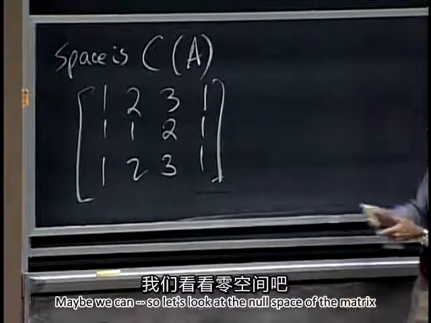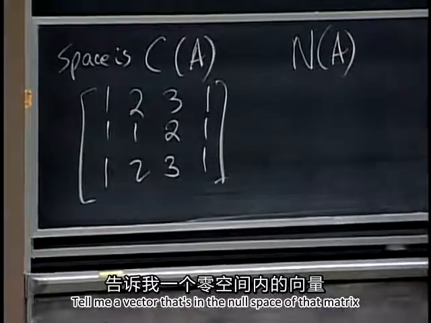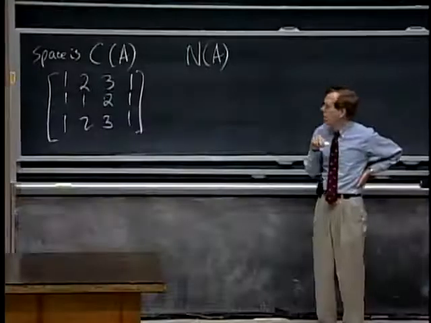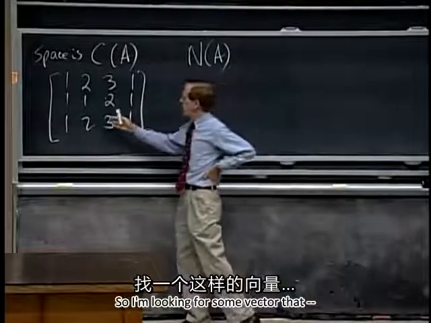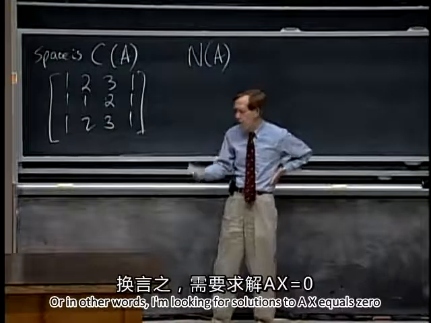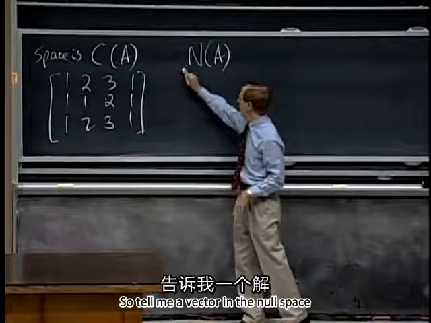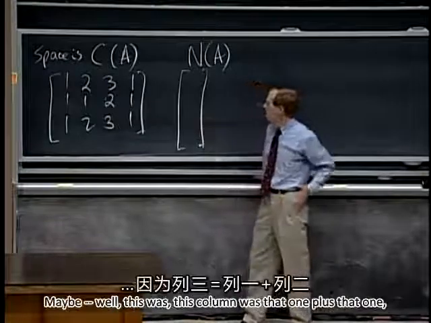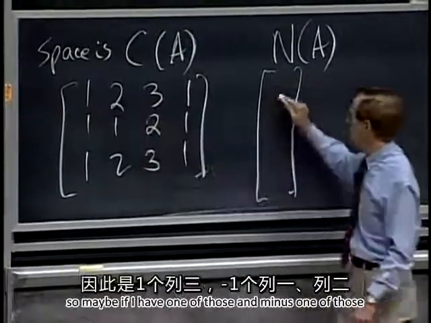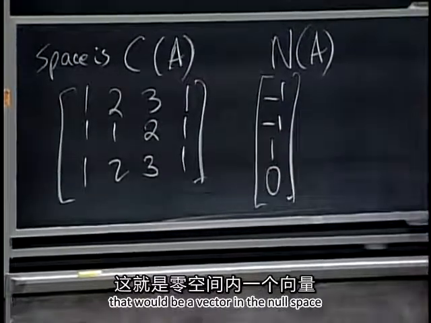So let's look at the null space of the matrix. Tell me a vector that's in the null space of that matrix. I'm looking for some vector that combines those columns and produces the 0 column. Or in other words, I'm looking for solutions to Ax equals 0. So tell me a vector in the null space. Well, this column was that one plus that one. So maybe if I have one of those and minus one of those, that would be a vector in the null space.